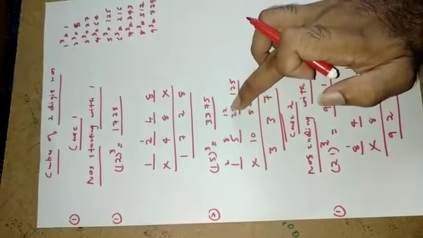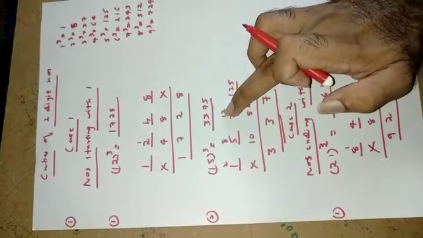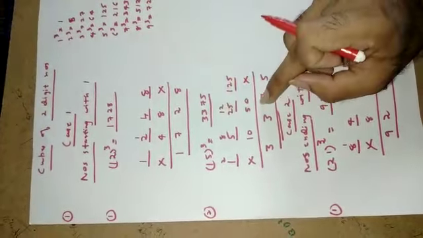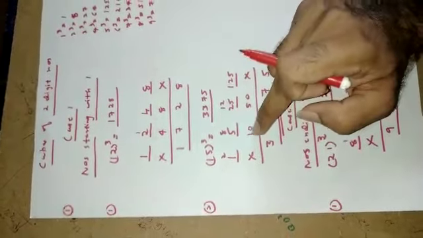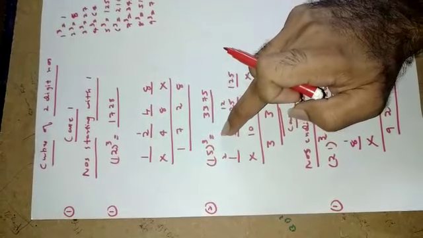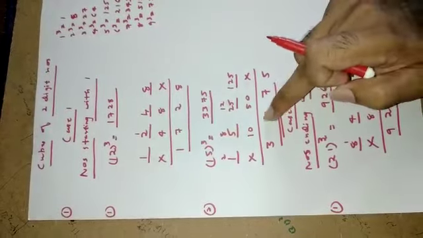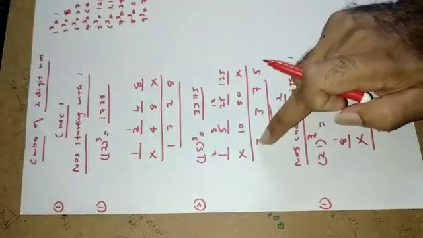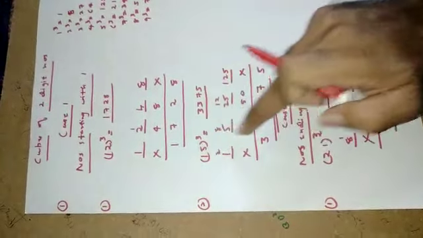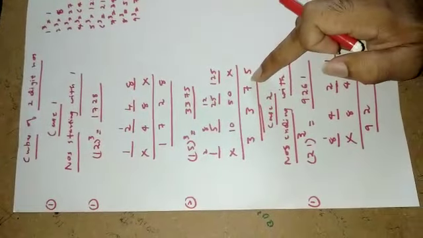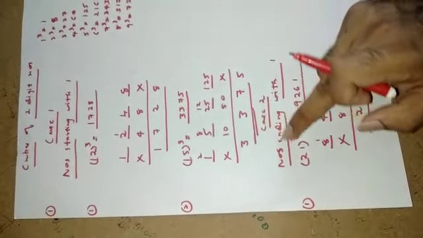So 50 plus 25 is equal to 75, 75 plus 12 is equal to 87, only write 7 here and 8 carry. 10 plus 5 is equal to 15. 15 plus 8 is equal to 23. Put 3 and 2 carry. 2 plus 1 is equal to 3. Therefore, 15 cube is equal to 3375. Let's go to case 2.